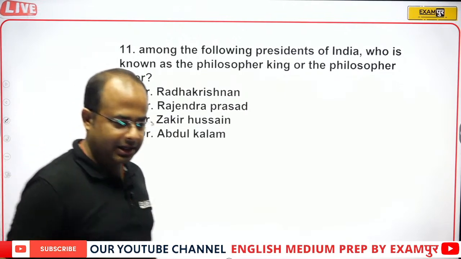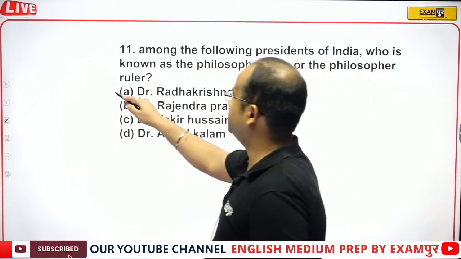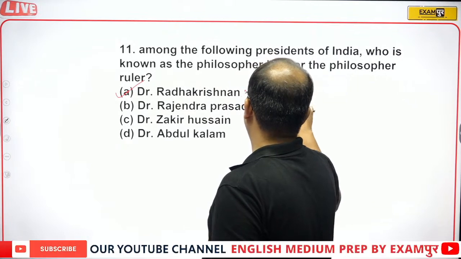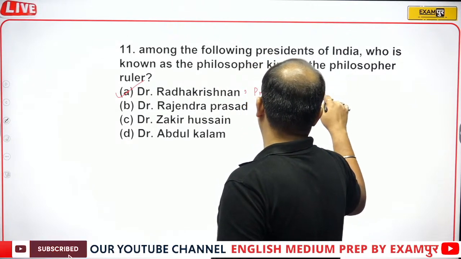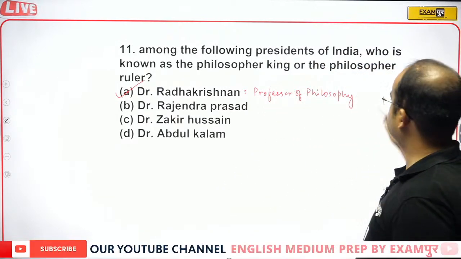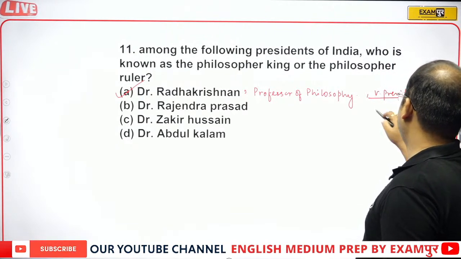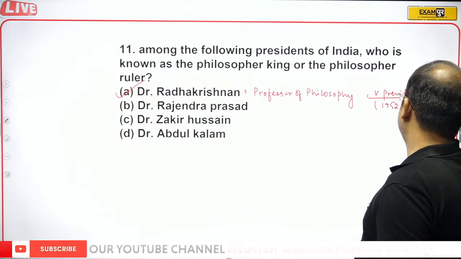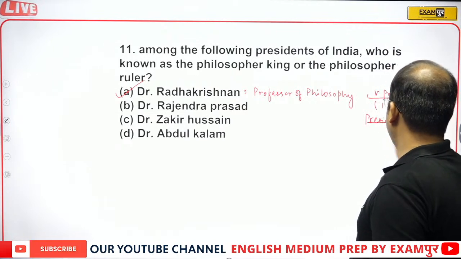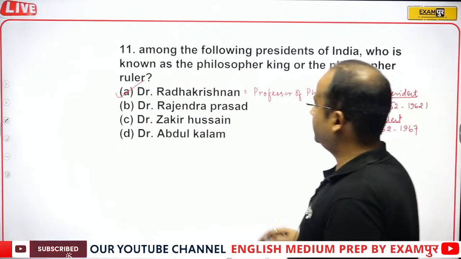Okay, let's see the correct answer, guys. Yes, it is Dr. S. Radhakrishnan. He was a professor of philosophy, and he was the vice president from 1952 to 1962, and then president from 1962 to 1967.